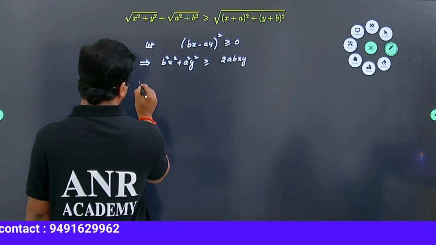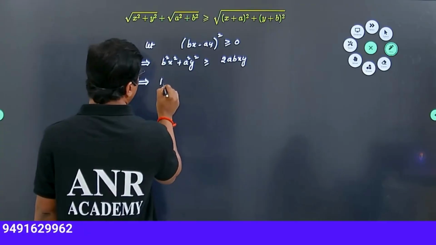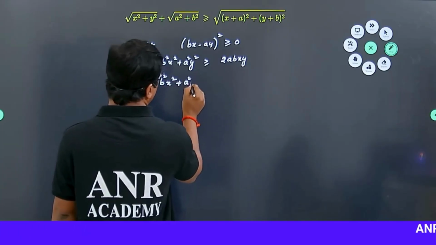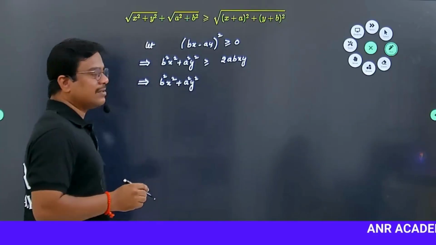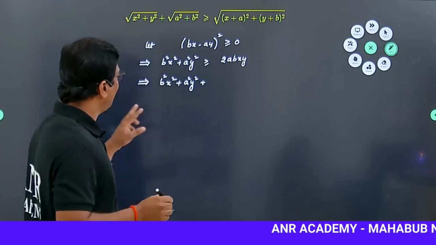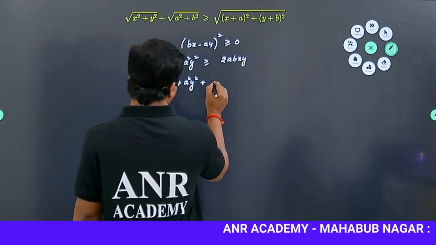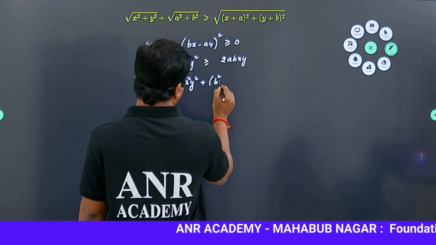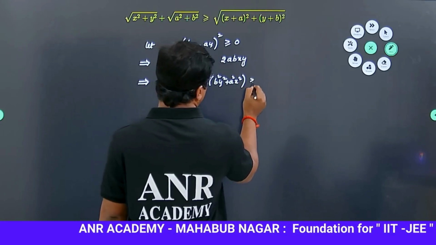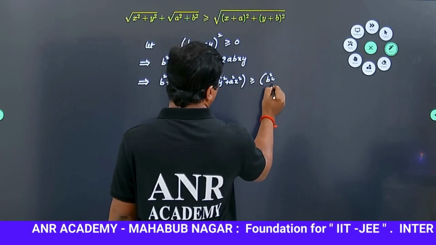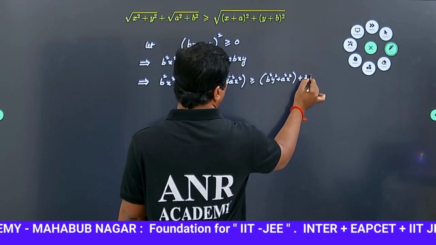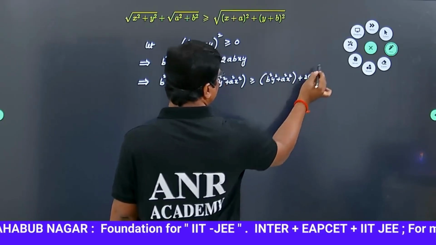Next, b square x square plus a square y square as it is. Now what I am doing, observe, on both the sides, I am going to add b square y square plus a square x square.